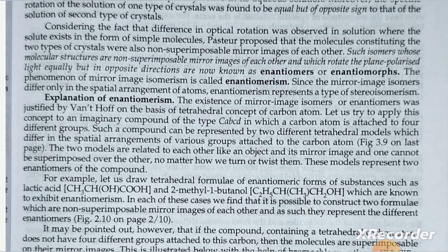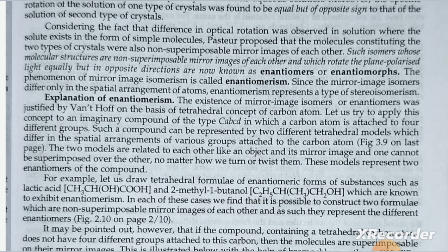For example, let us draw the tetrahedral formula of enantiomeric forms of substances such as lactic acid, CH3CHOHCOOH, and 2-methyl-1-butanol, which are known to exist as enantiomers. In each of these cases, we find that it is possible to construct two formulas which are non-superimposable mirror images of each other, and as such they represent the different enantiomers. Figure 2.10.